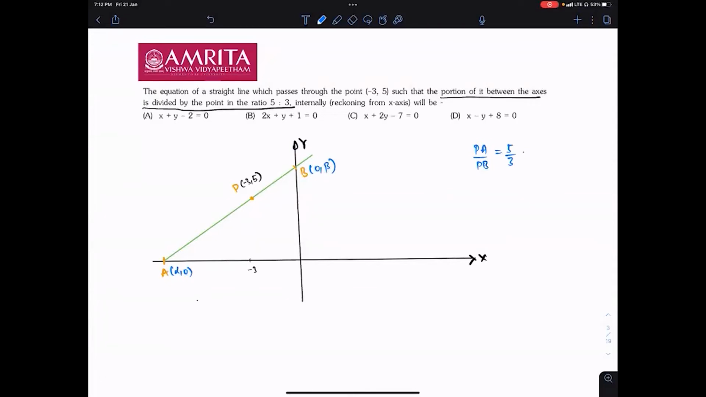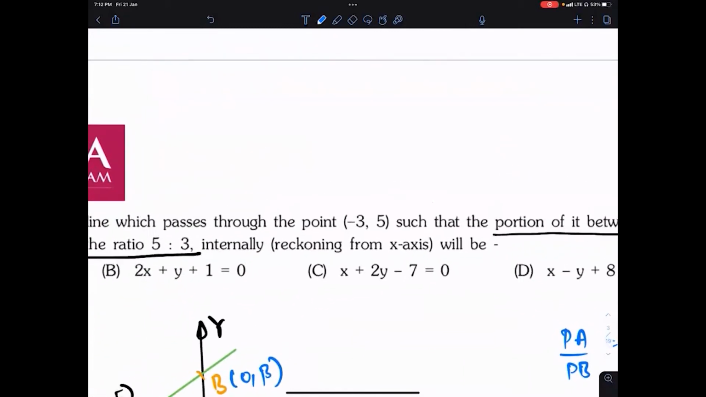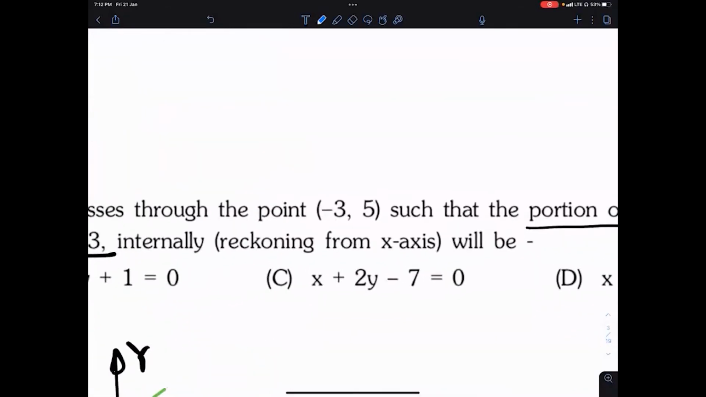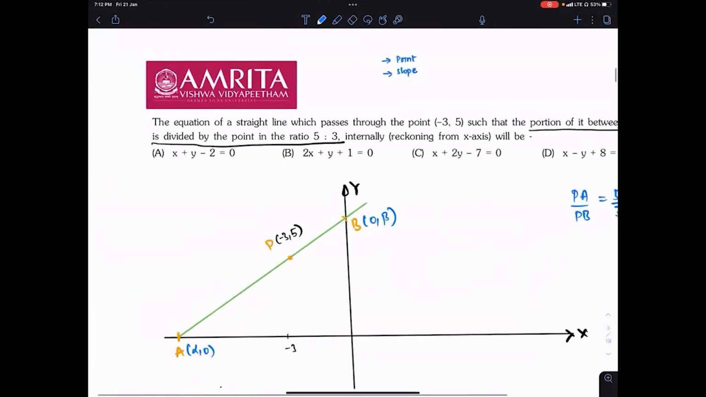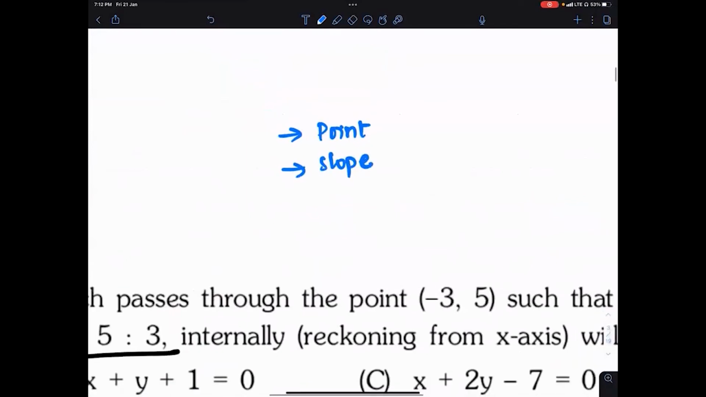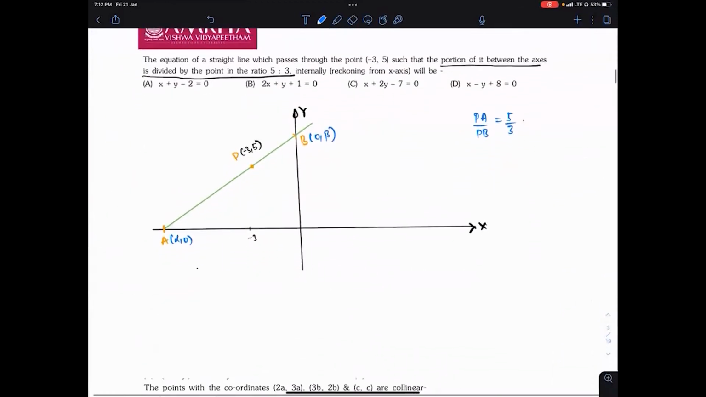Because to write a line equation, what are the two things you need? Keep this in mind, guys. Always work like this. I forgot to tell you before the question. You need a point and slope for a line equation. That's all. Yes, there are other things, 2 points. But if you know 2 points, that means it is slope only, na? Hunt for one of them. Either they will give the point and you have to find the slope to get the line equation, something like that.